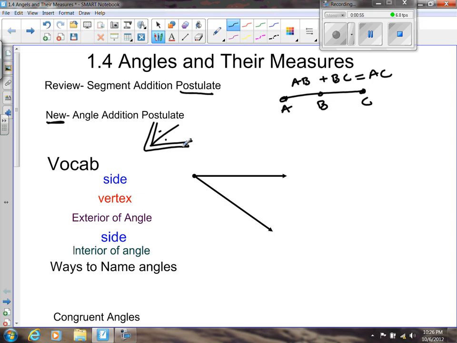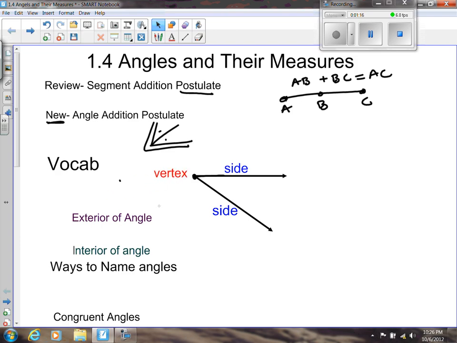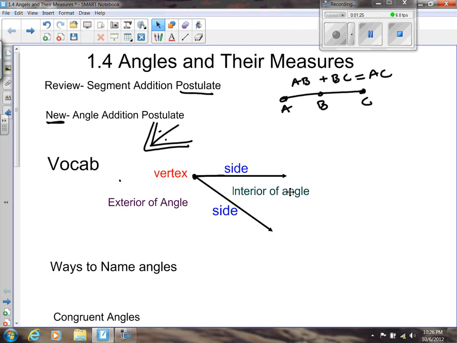So let's talk about angles first. An angle is made up of two rays that have the same initial point. So here's one ray, here's the other. Those rays are the sides. Okay, so the sides of an angle are the rays, and the initial point is what we call the vertex. The exterior of the angle is on the outside, interior of the angle is on the inside.